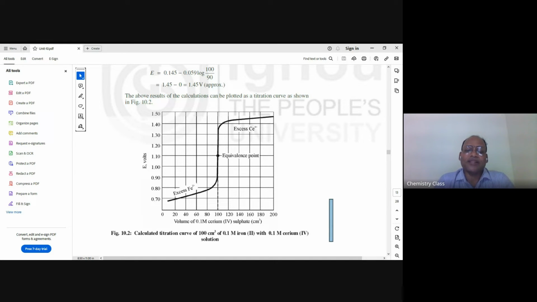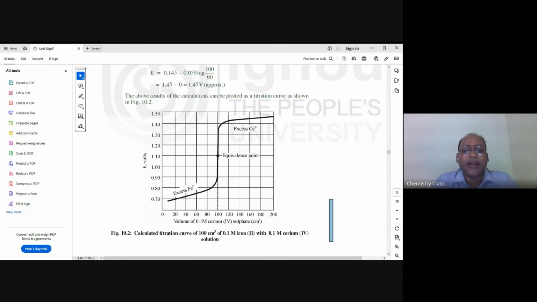When doing a titration, in the initial stage Fe2+ is in excess, because you have taken the substance with the higher Fe2+ concentration. And you are titrating against the cerium Ce4+. So then what will happen is that, over time, the Fe2+ value will decrease and the Ce4+ value will increase, up to a point at 1.10 volt.